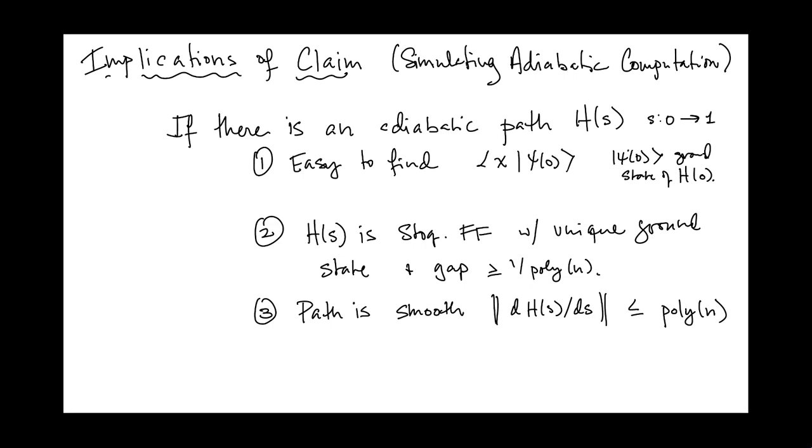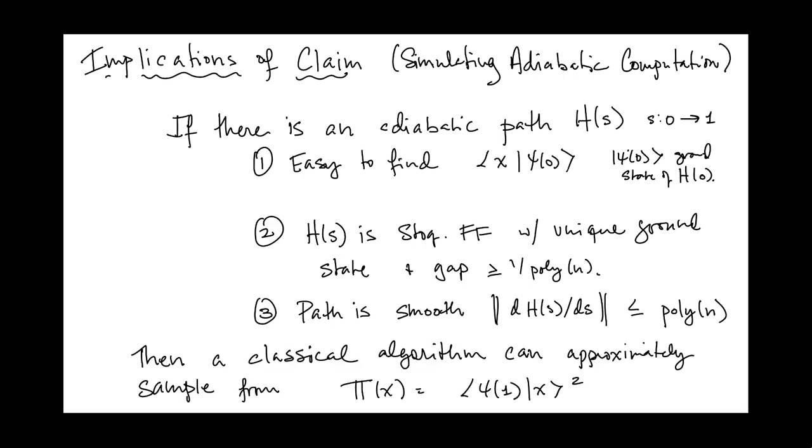And the path has to be relatively smooth. That's usually a condition in the adiabatic setting. Then a classical algorithm can approximately sample from this distribution. This is the final Hamiltonian as it goes from 0 to 1, or the ground state of the final Hamiltonian, and we can approximately sample.